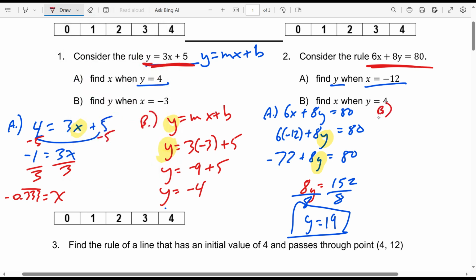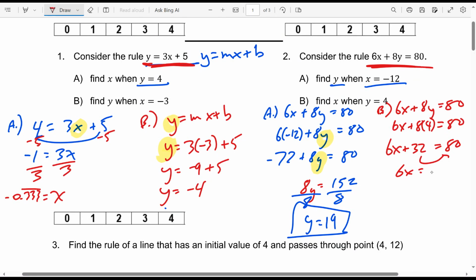So for the second part, really the same procedure. 6x plus 8y is equal to 80. And then 6x plus 8 times 4 is equal to 80. Exactly, you got it. So then 6x is equal to 48. Divide by 6, so x is equal to 8. So that's all that is in a nutshell.